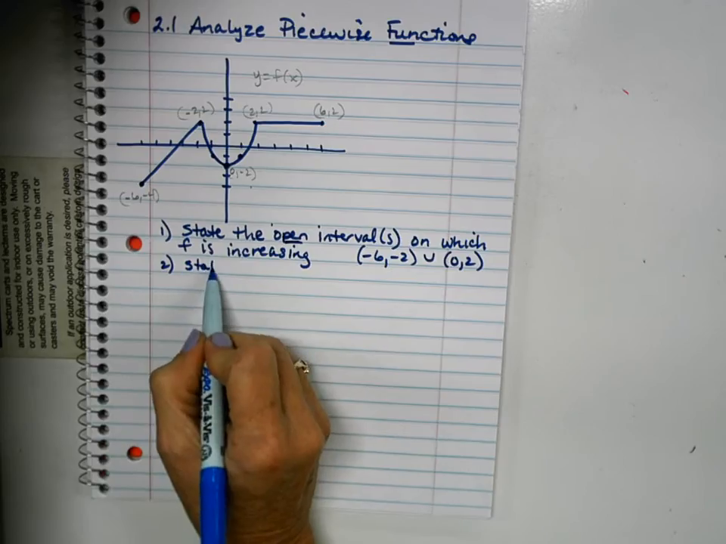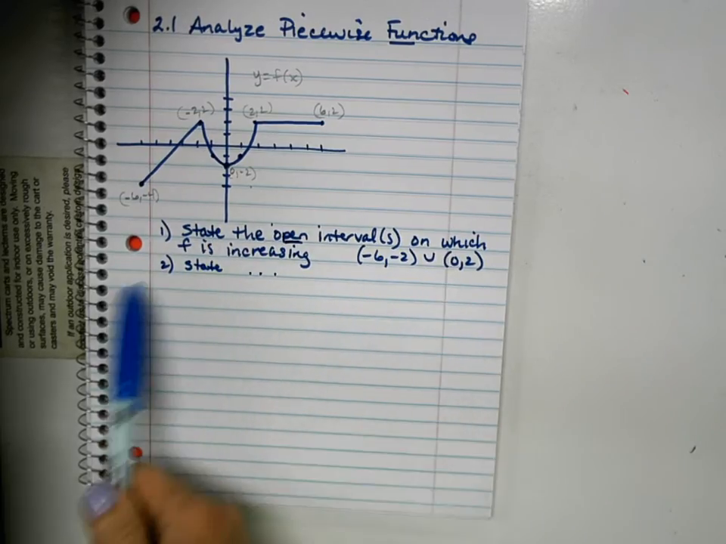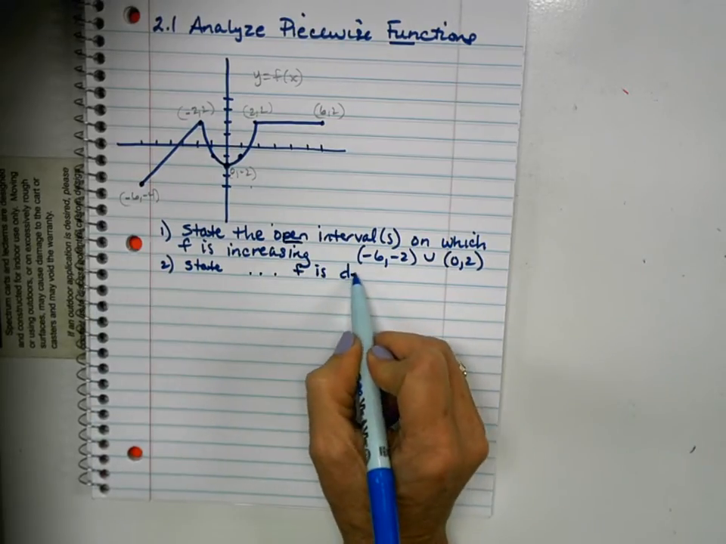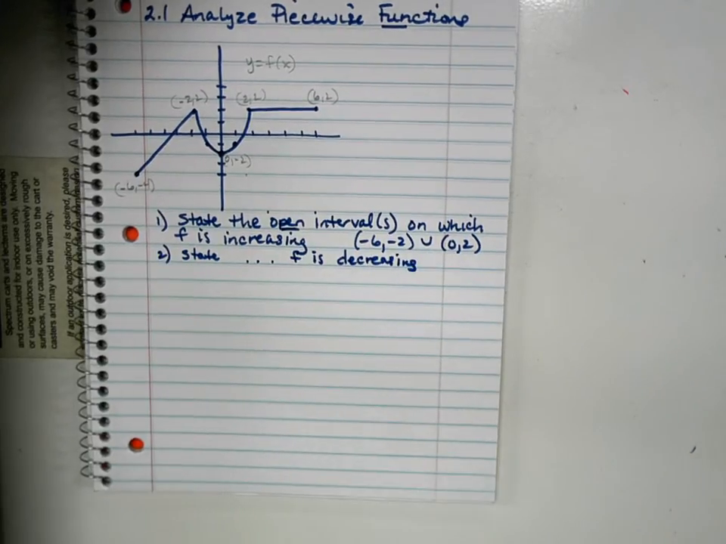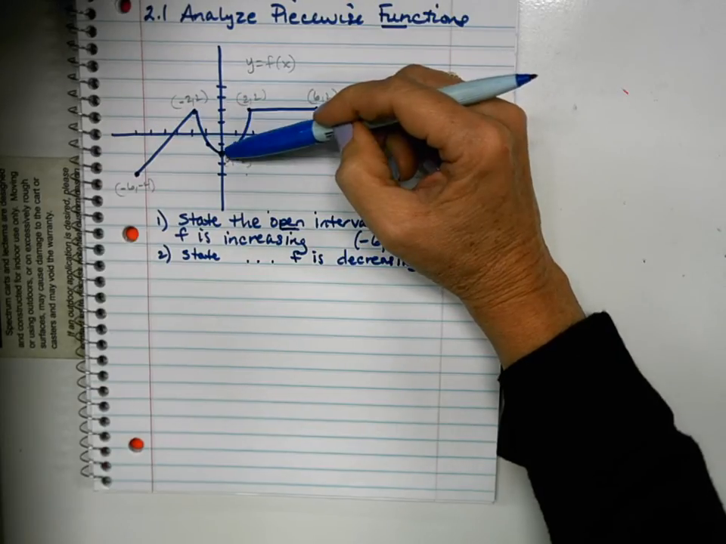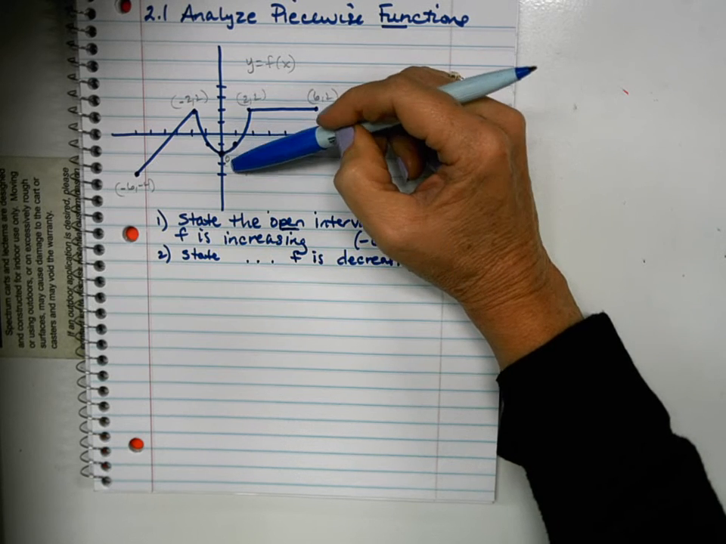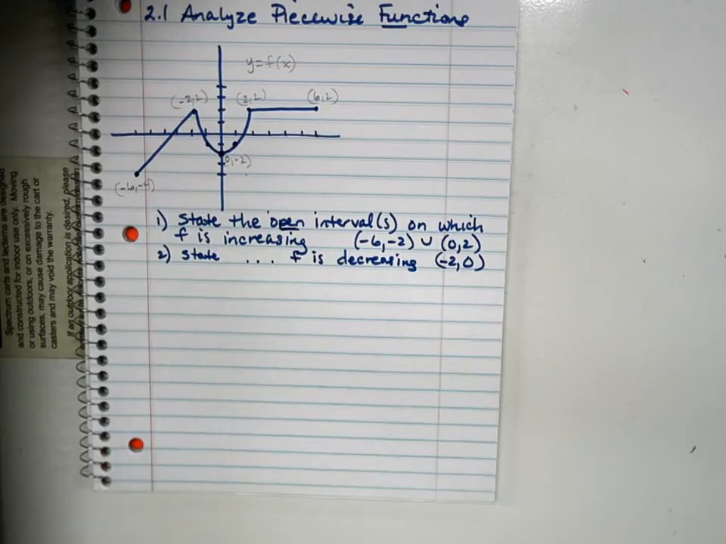Okay, question number 2 is going to start the same way. Can we just go state and then go dot, dot, dot? So it's going to be state the open intervals on which f is decreasing. Okay, so same thing, open intervals, so we're going to use parentheses, not going to worry about brackets. Where is f decreasing? Again, as you read from left to right. Well, it looks to me like from right here until right here, it's decreasing. So what's the x value right here? -2 to 0. So I'd write -2 to 0. That's the interval over which it's decreasing.